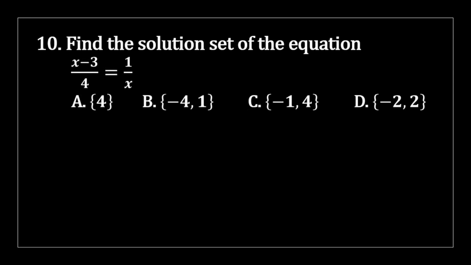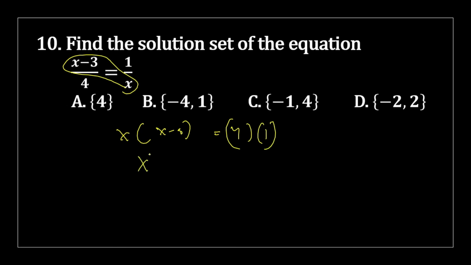Find the solution set of the equation. Okay, it seems hard because it is a fraction, but it's somehow easy. All you need to do is to cross multiply it. We have x times x minus 3 is equal to 4 times 1. So we have x squared minus 3x is equal to 4. So we have x squared minus 3x minus 4 equals 0.